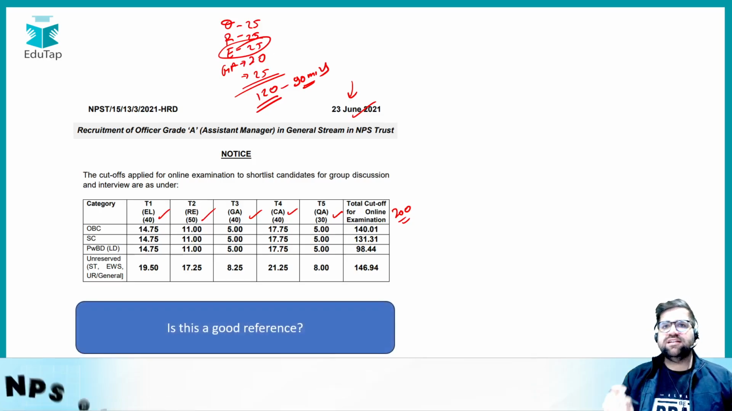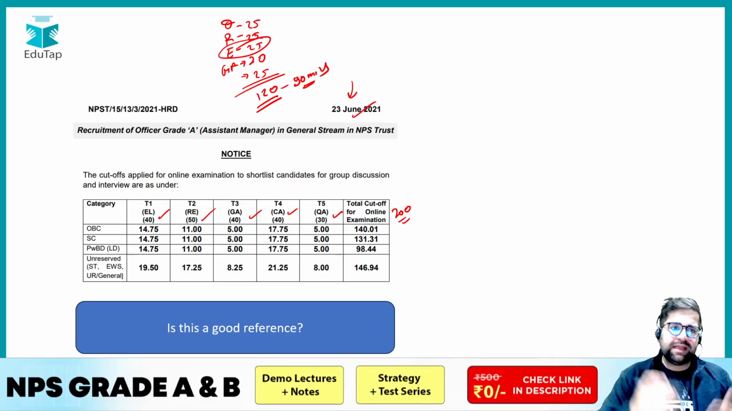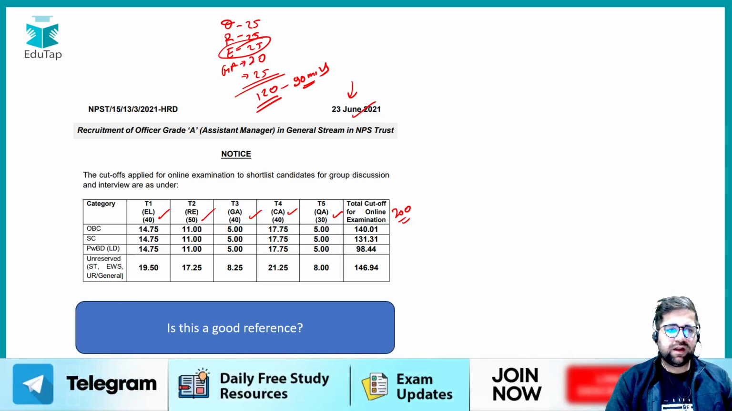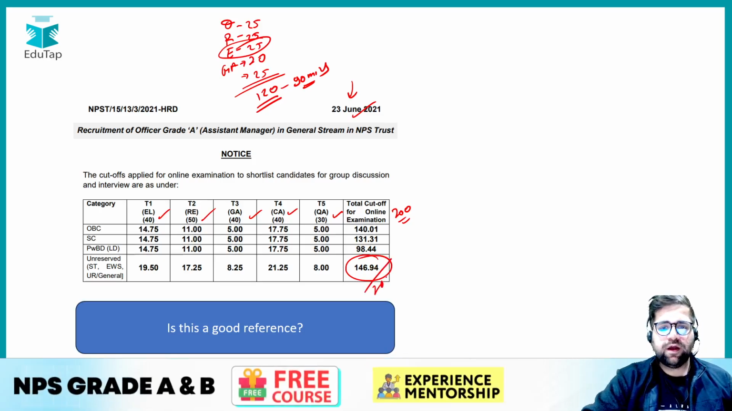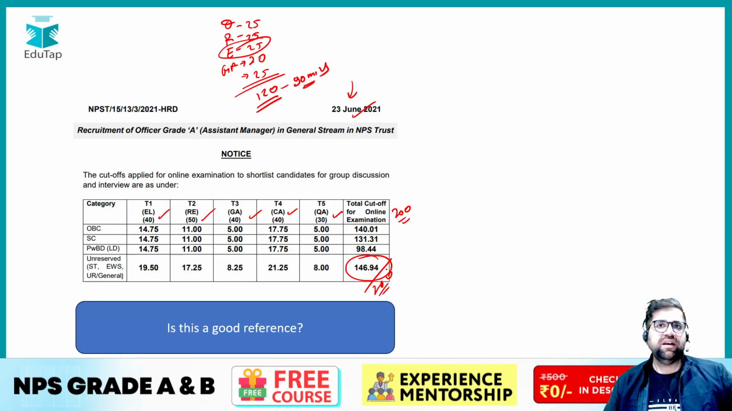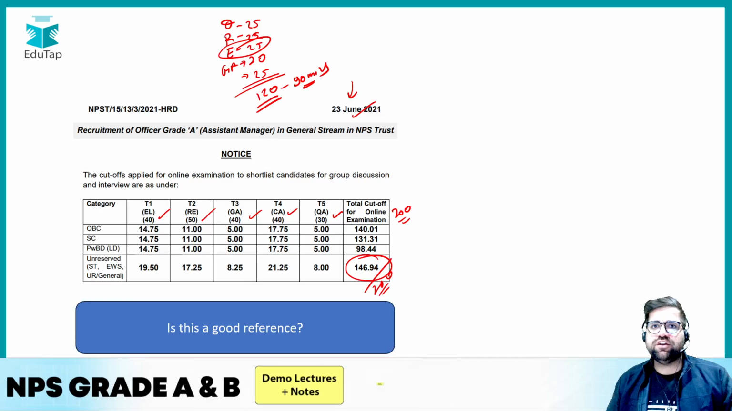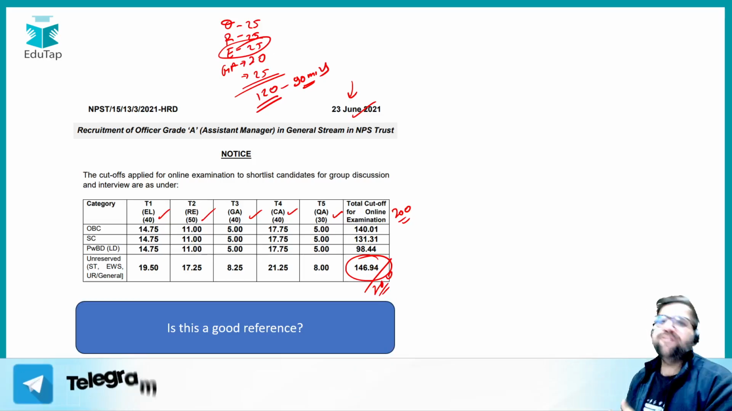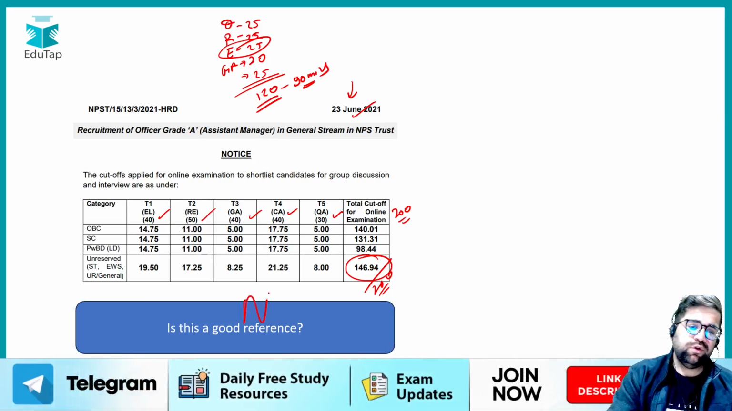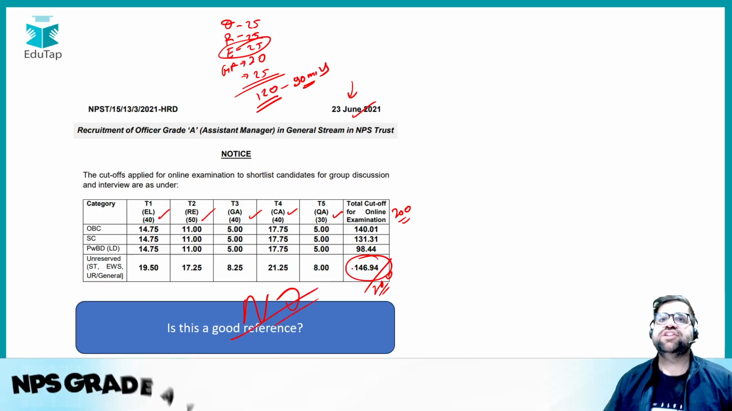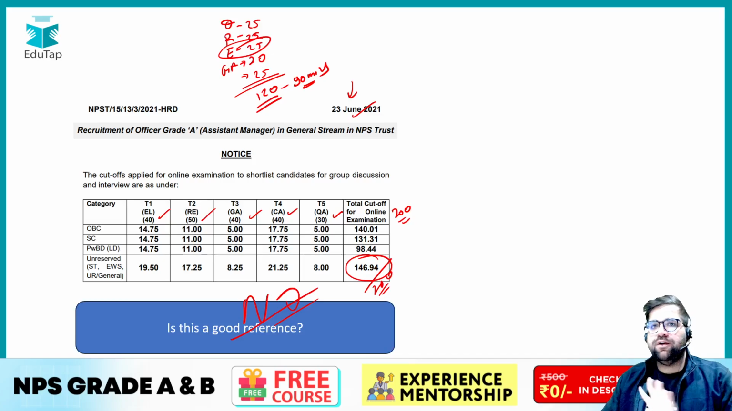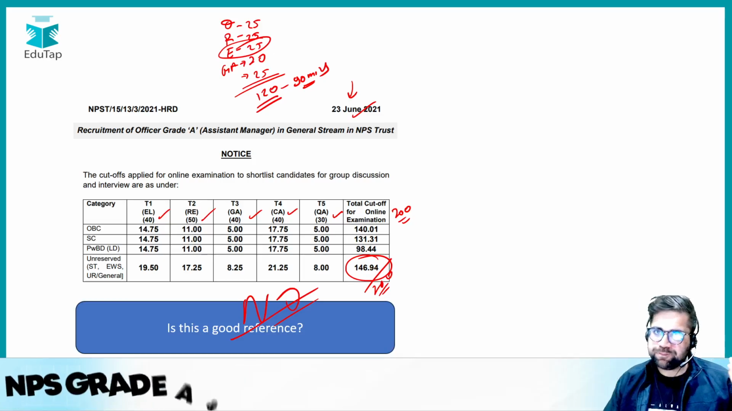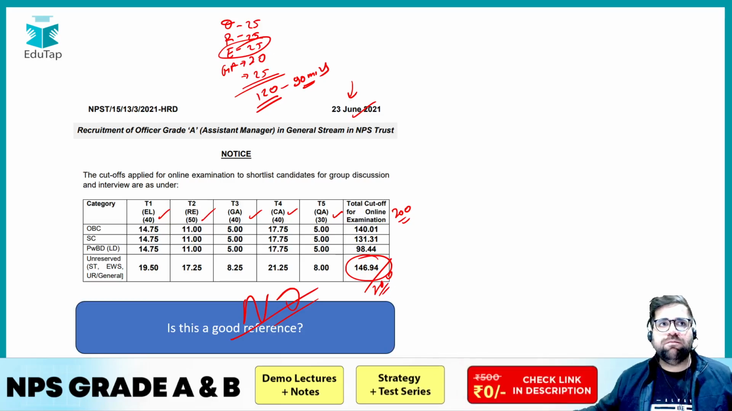The question which comes to my mind is this cutoff which you are able to see on the screen. For the unreserved category, the cutoff is 146.94 out of 200, because at that time in 2021 the paper had a total weightage of 200 marks. So now, is this a good reference for 2025? According to me, the answer is no. Because if the paper pattern has changed, then the previous year cutoff, according to me, has zero weightage in your preparation, because you cannot have a kind of a relation, right?